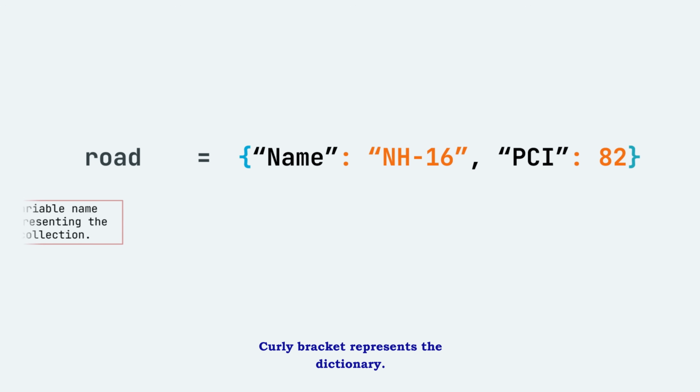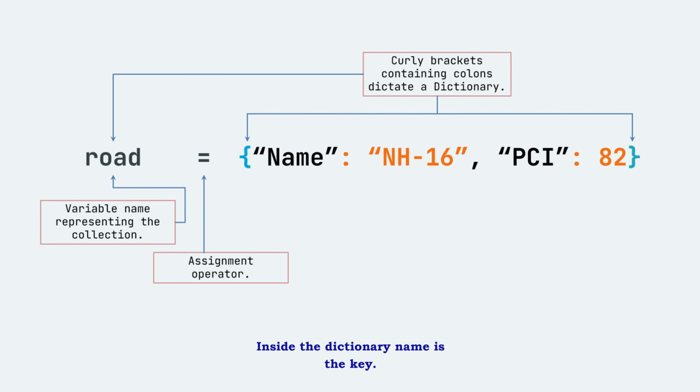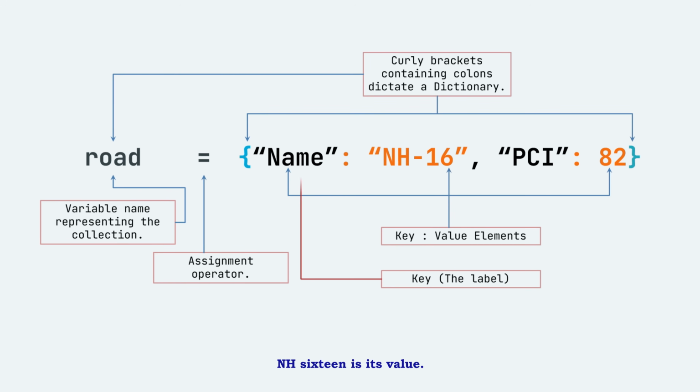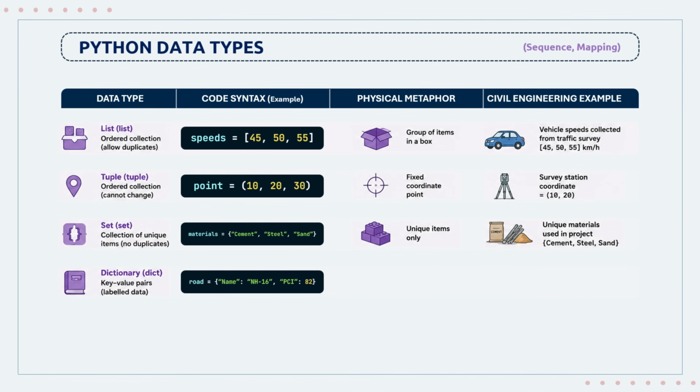Now let us understand the syntax carefully. Here road is the variable name, curly bracket represents the dictionary. Inside the dictionary, name is the key, NH16 is its value. Similarly, PCI is another key, 82 is its value. So this statement or the code line means store labeled pavement information inside a dictionary called road.